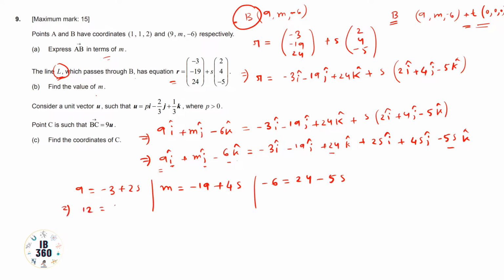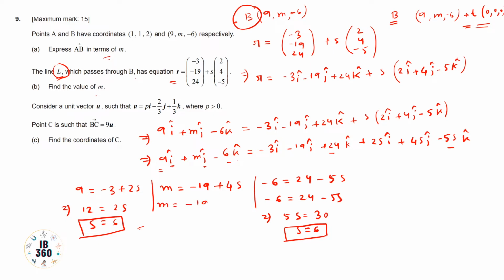So 12 equals 2s, so s equals 6. Now verify s from the other equation also, so that you will be double sure about your answer. So -6 equals 24 minus 5s, so from here we get 5s equals 30, so s equals 6. Again you have got the same s. So now we can use this to determine m. m equals -19 plus 24, which is 5. So the answer of m is 5.